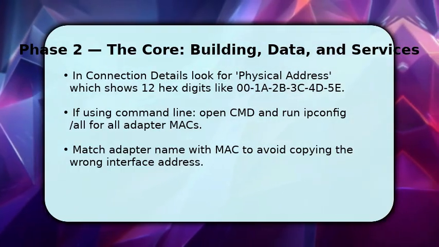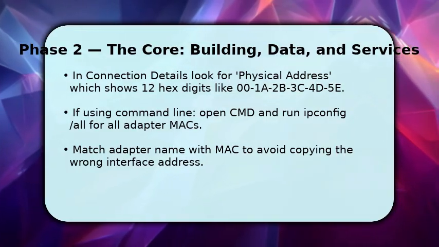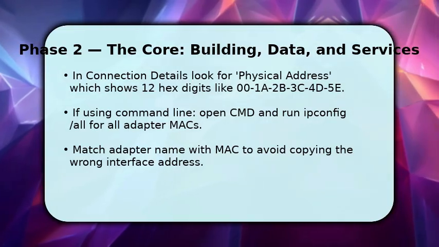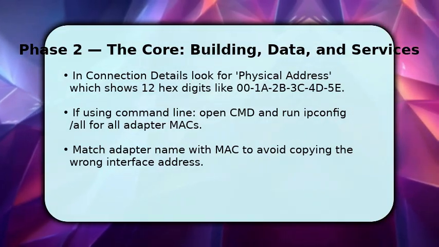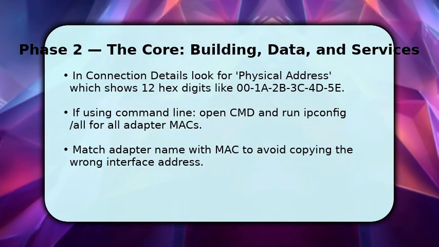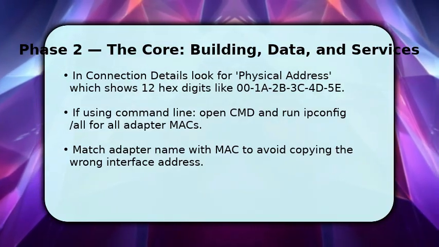If you prefer the command line, open Command Prompt and run ipconfig /all. It lists every adapter and its physical address, which helps when multiple adapters appear. Make sure to match the adapter name from the previous step to the MAC entry here. Because Windows shows virtual adapters and Bluetooth too, you want the one tied to your active network.